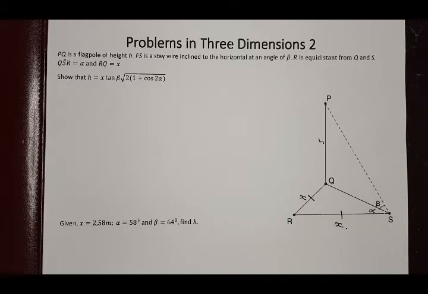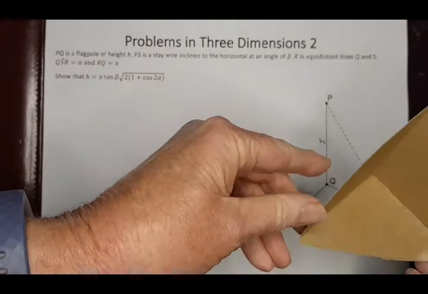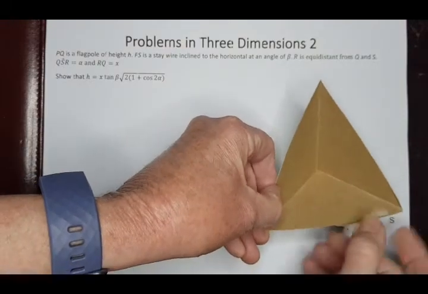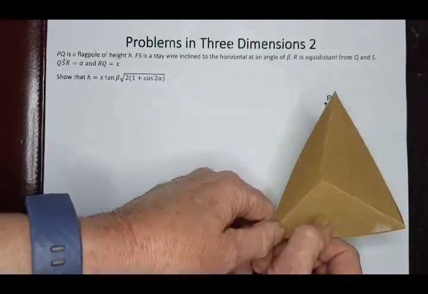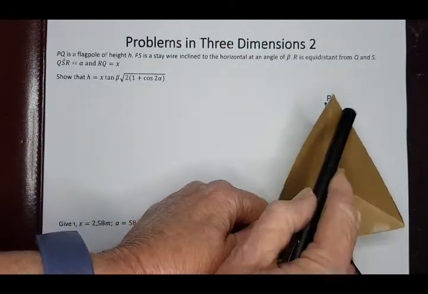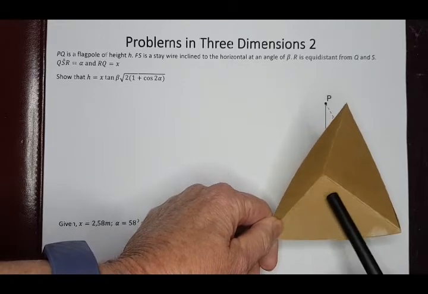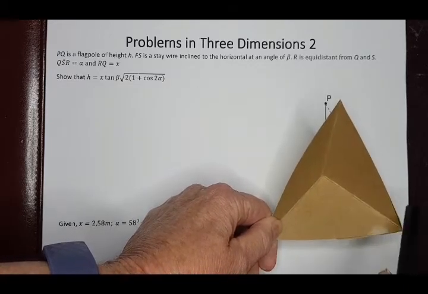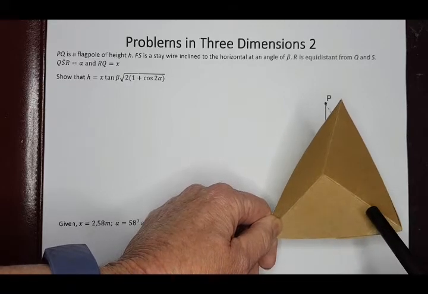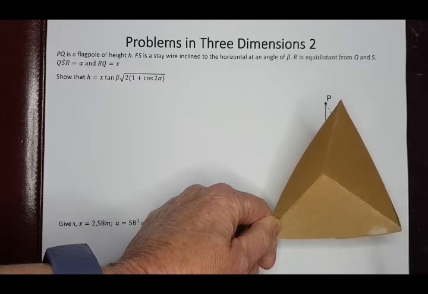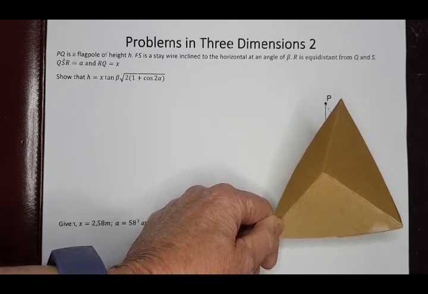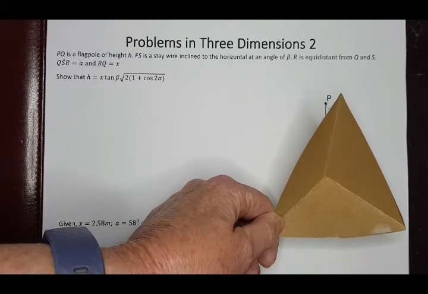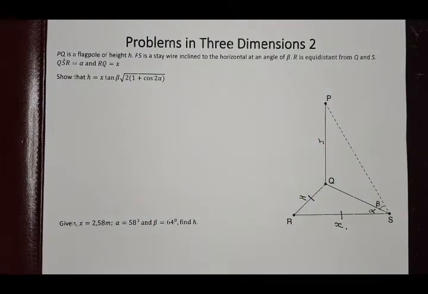Let's just quickly look at the diagram in 3D. Essentially, we have a situation here where this is your height. That is your height over there. This is your horizontal plane over here. The stay that's along there is inclined to the horizontal plane at an angle of beta, and that's why that angle over there is going to be beta. And all we've done is taken that 3D shape and flattened it out to get that diagram.